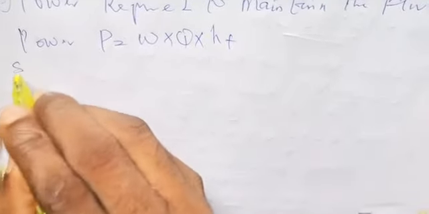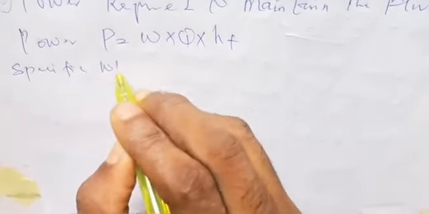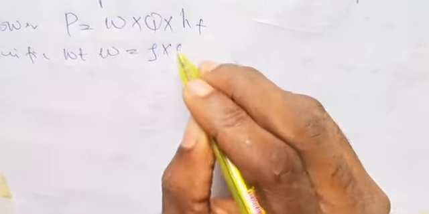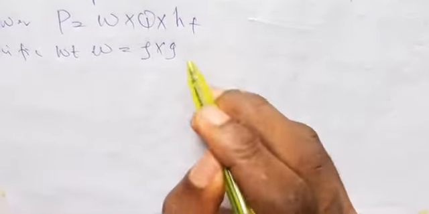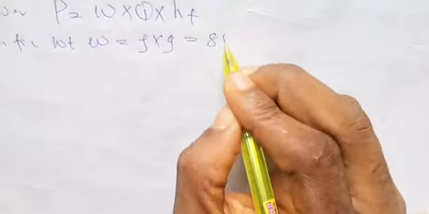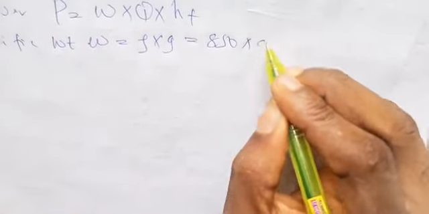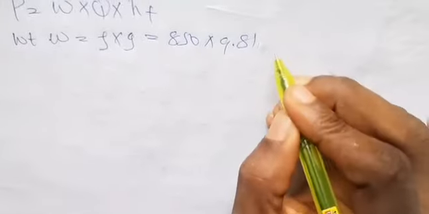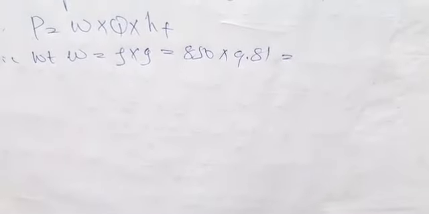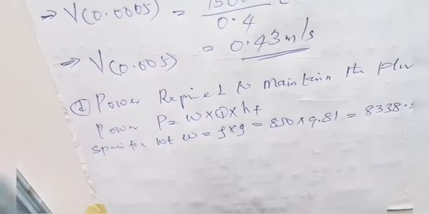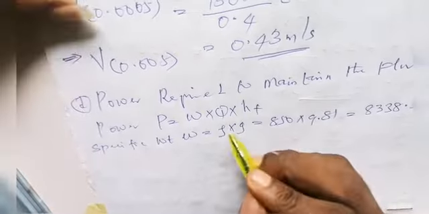Specific weight, which is small w, is simply density times gravity. So density of the oil times gravity. And we solved earlier, we obtained the density of the oil to be 850. So we have 850 multiplied by gravity, which is 9.81. So this will give us the specific weight of the oil.